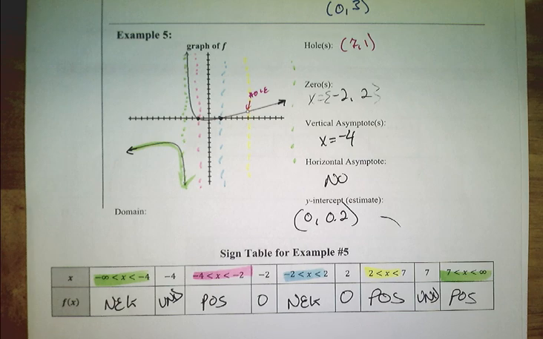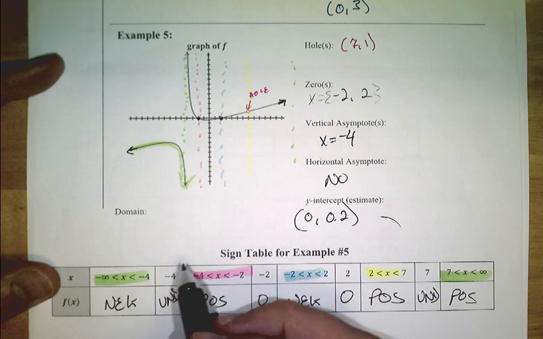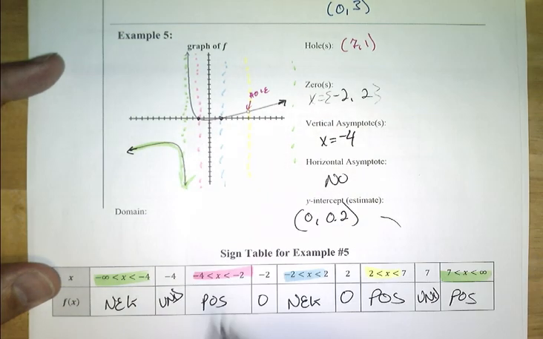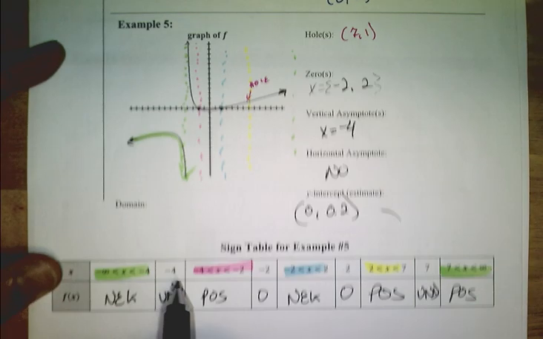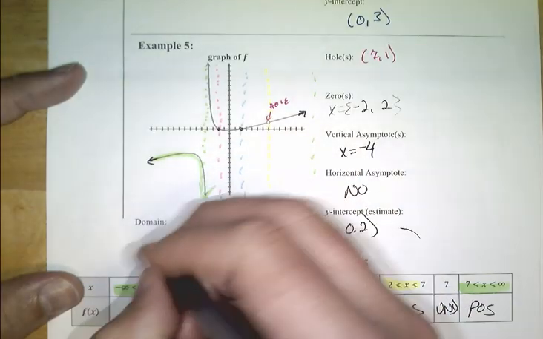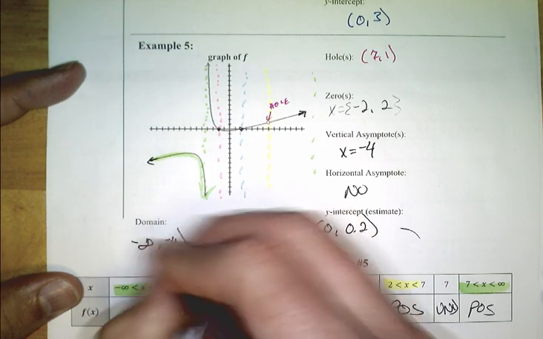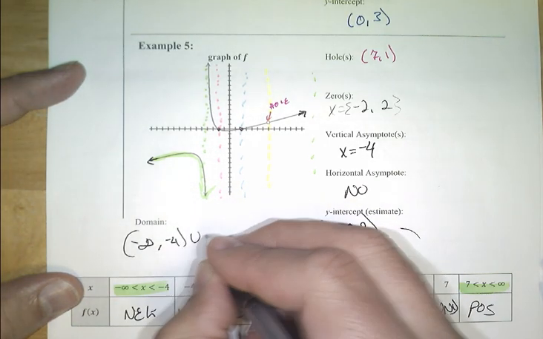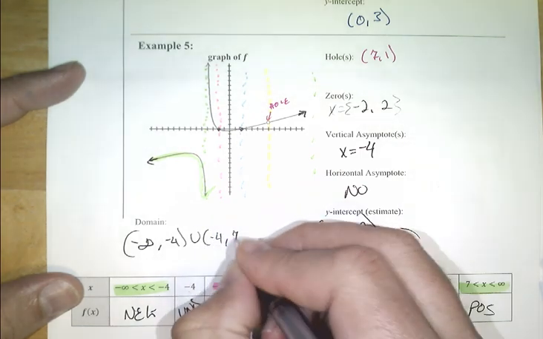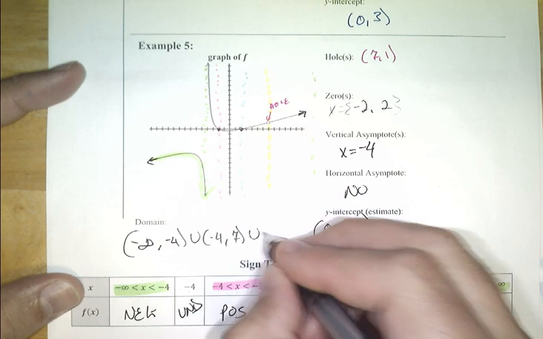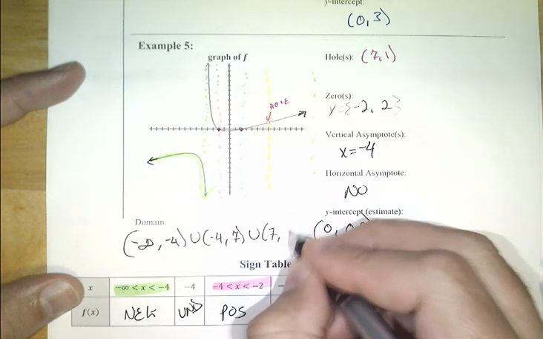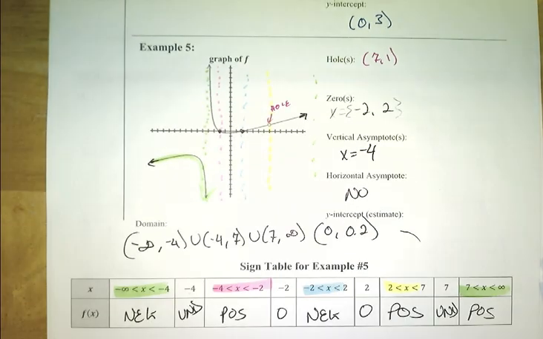And then we did do the domain. The domain is everything except the excluded values. Our excluded values are negative 4 and positive 7. So we'll go from negative infinity to negative 4, union negative 4 to 7, union 7 to positive infinity.